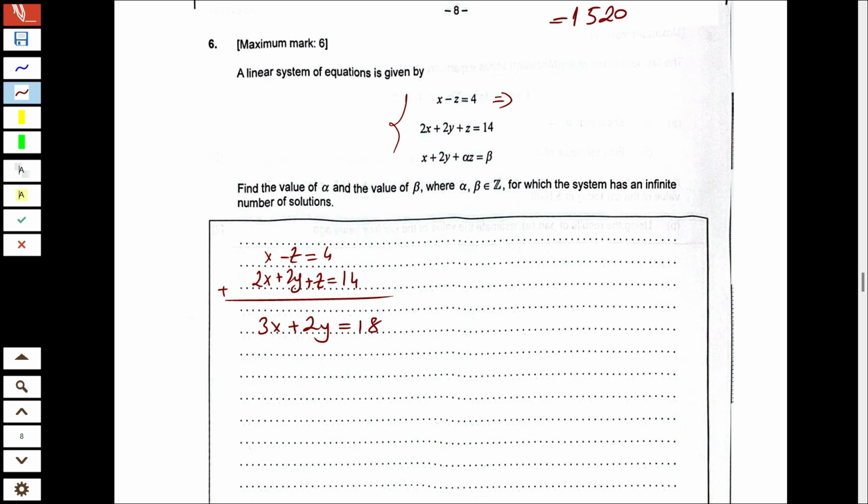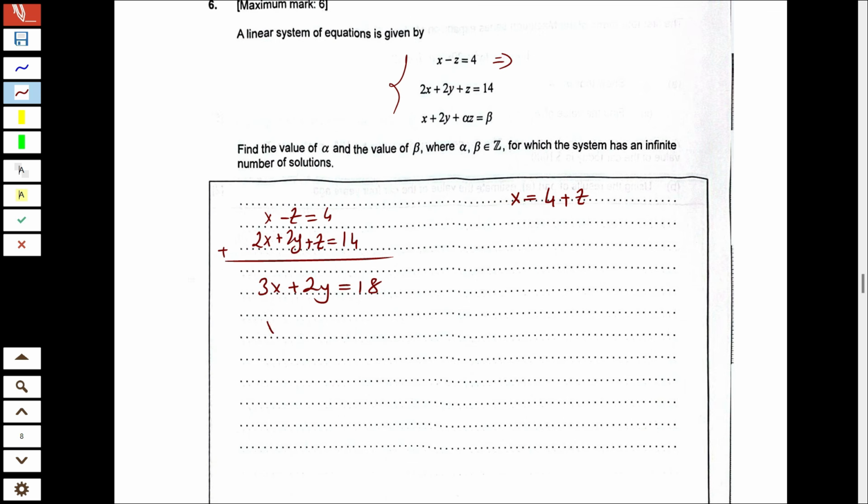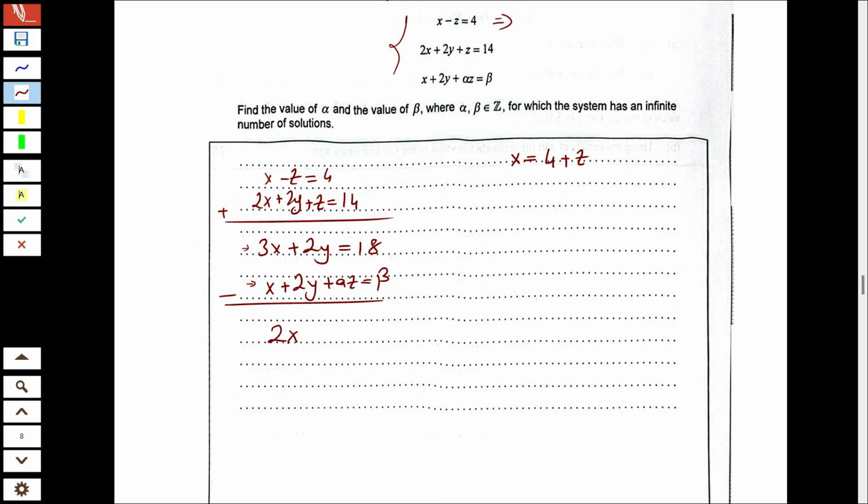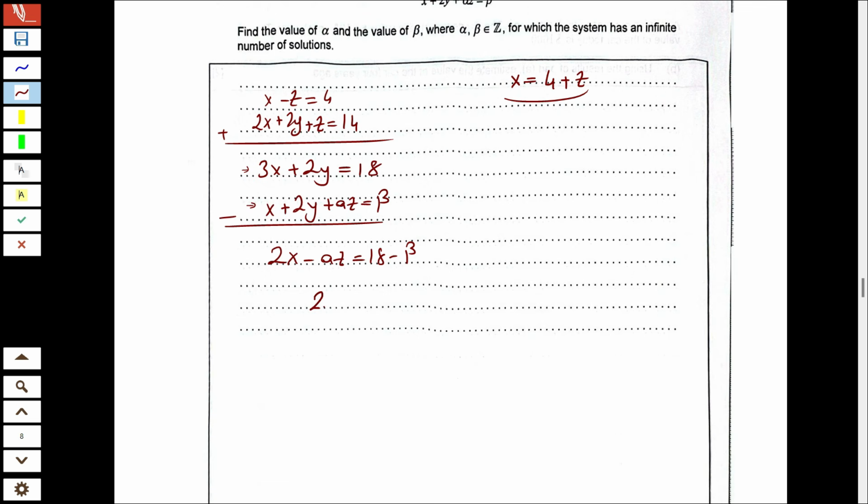At the same time, you can write x equals, from the first equation, 4 plus z, okay? And also, we know that the third equation is x plus 2y plus alpha z equals beta. When you, for example, subtract the first equation from the second equation, you will find that 2x minus alpha z equals 18 minus beta. We found that x equals 4 plus z. In this case, we can just replace x with 4 plus z, right?